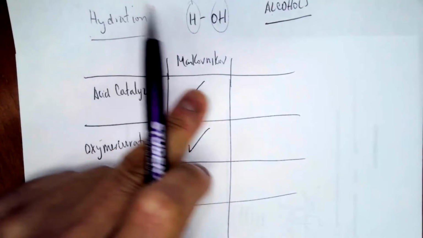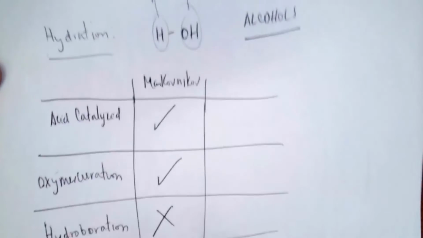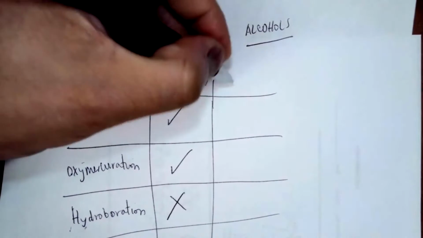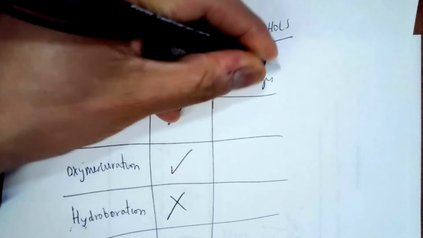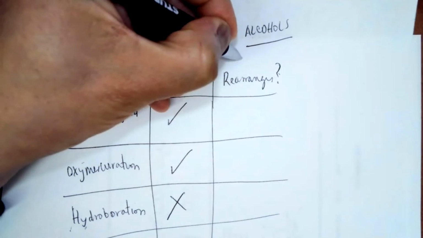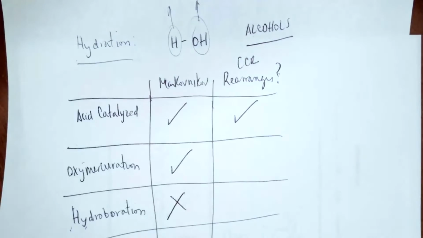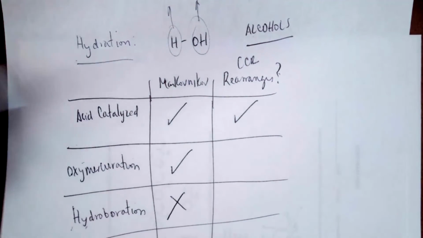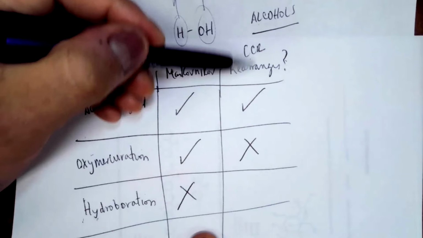Then what is the difference between acid catalyzed and oxymercuration? It is the fact that you can do rearrangement, or it can be potential CCR. Acid catalyzed, yes, you can do rearrangement. What about oxymercuration? No, it doesn't rearrange. It doesn't go through carbocations.